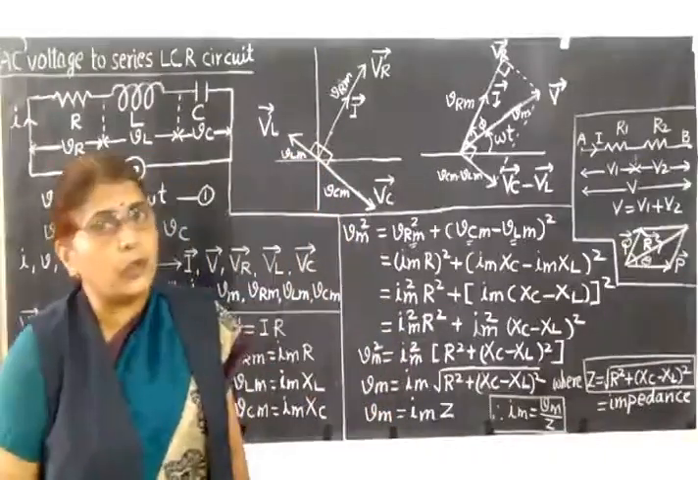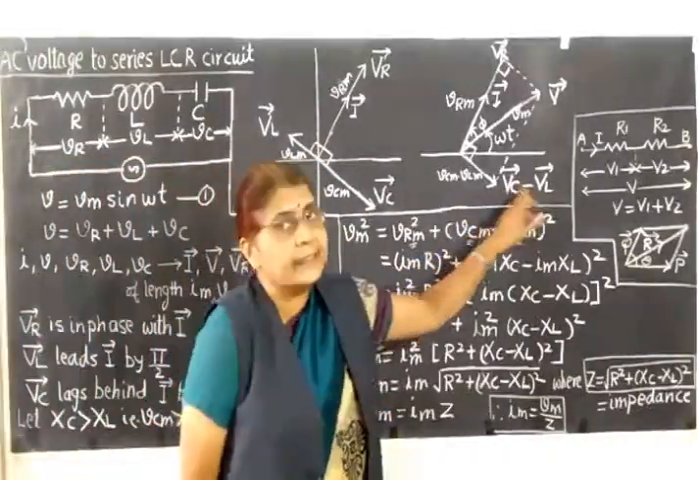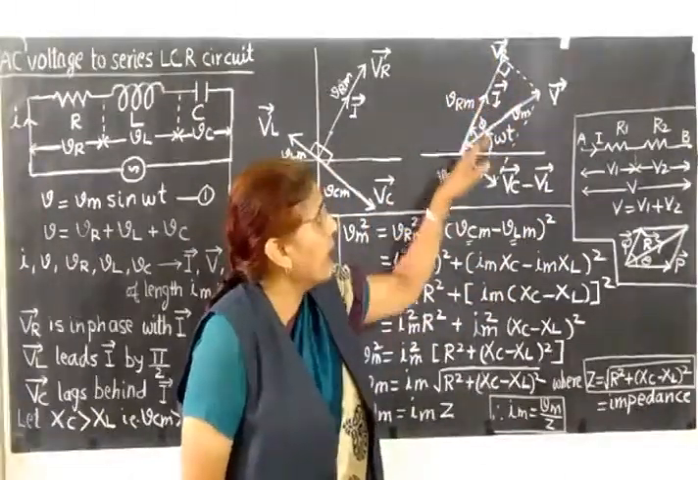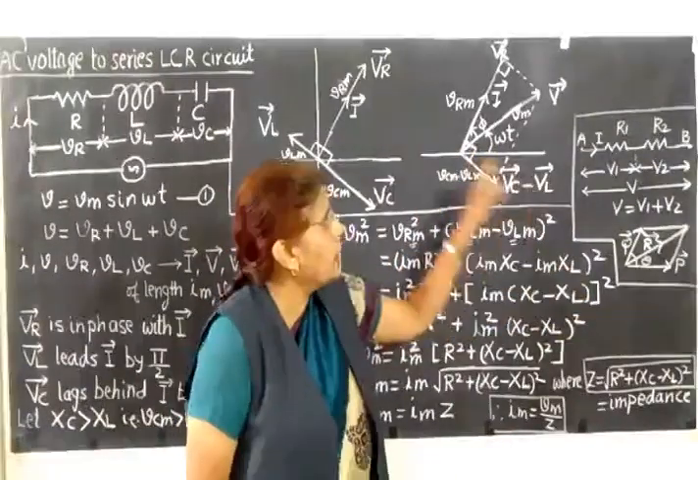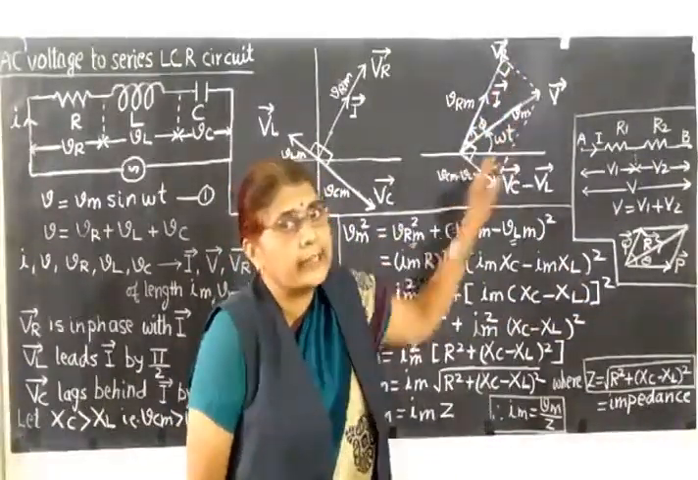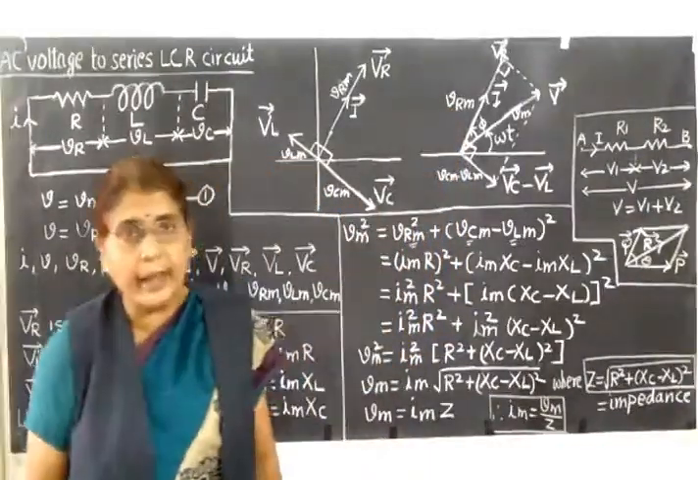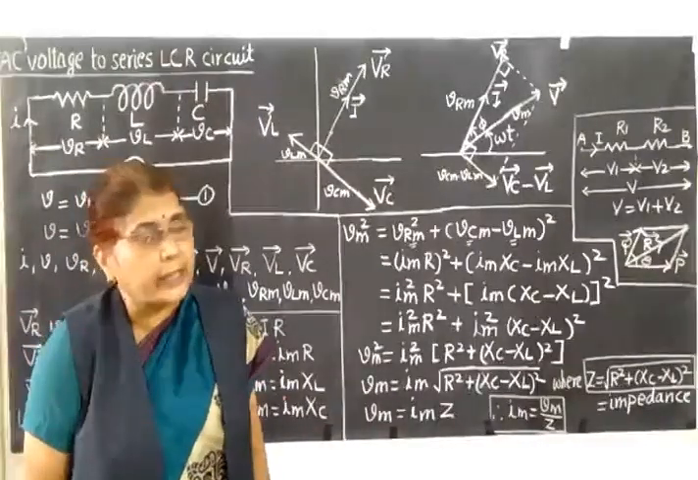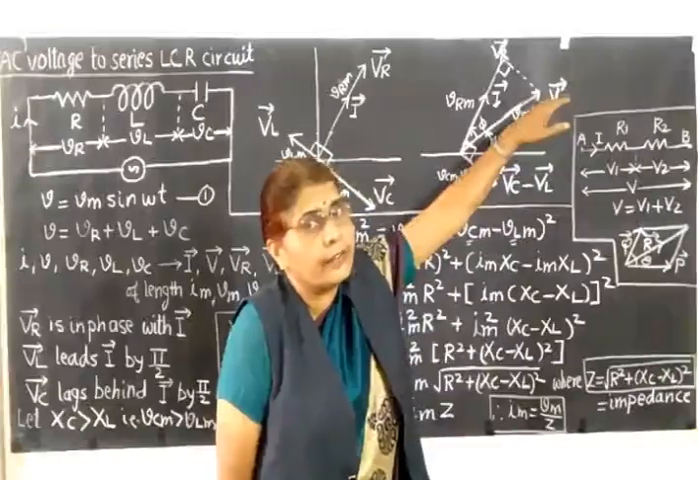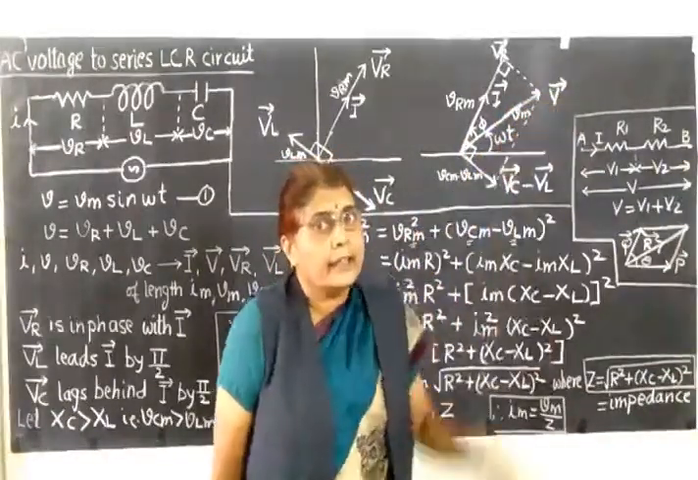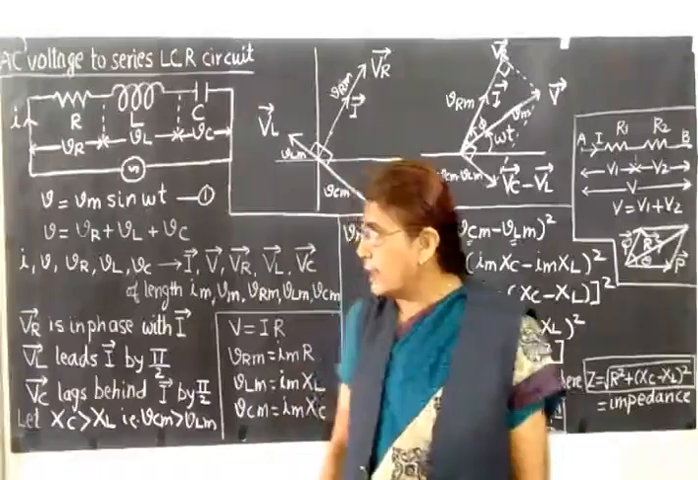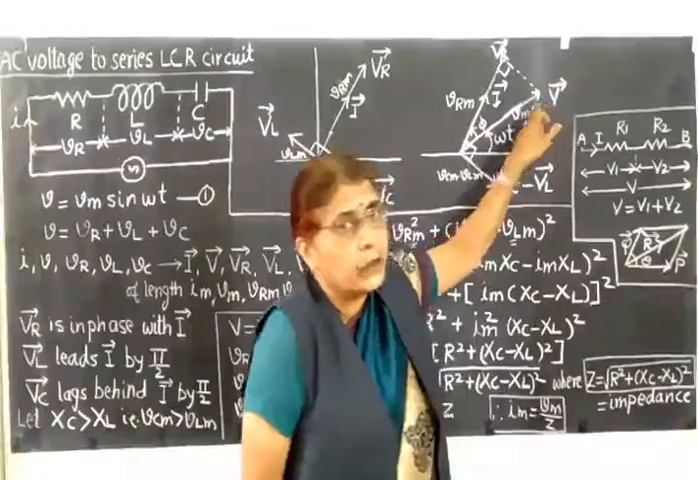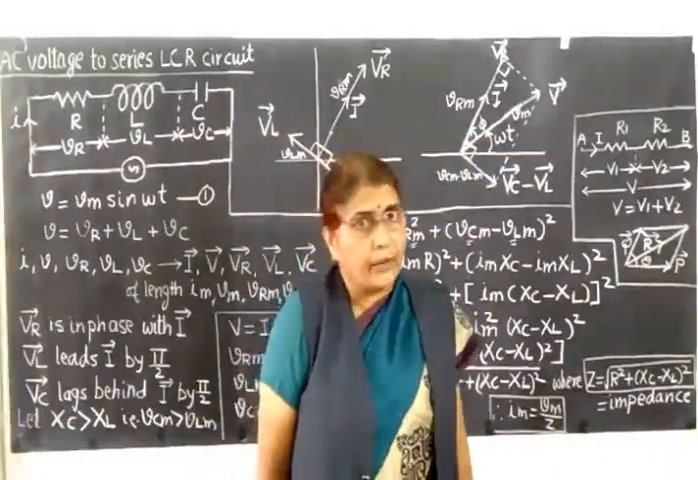Here also you have two vectors. What are the two vectors? One is VC minus VL, another is VR. They are shown by the adjacent sides of not a parallelogram, because the angle is 90 degrees, we shall call it a rectangle. So what will be the resultant of these two vectors? The resultant will be represented by the diagonal of the rectangle. This diagonal gives you the resultant voltage. The resultant voltage is nothing but your V, that is your applied voltage. So here vector V is shown by the diagonal of the rectangle.